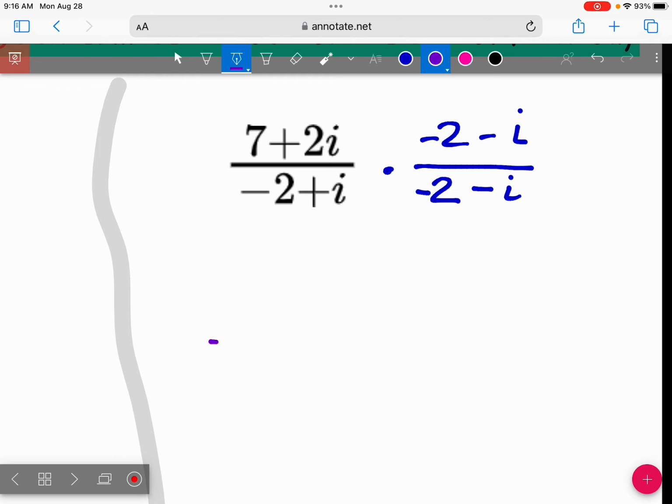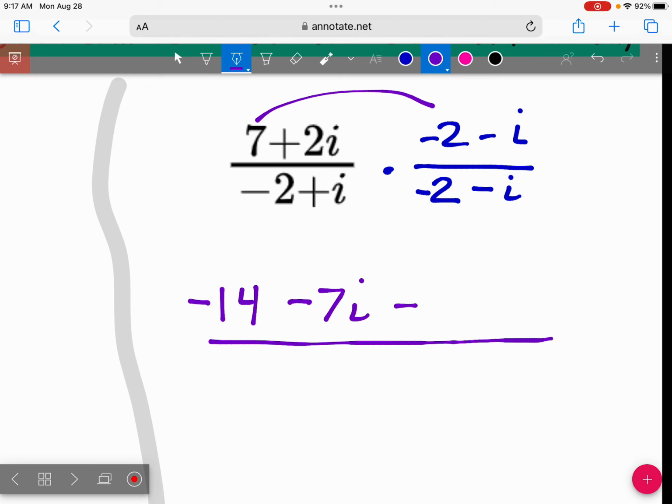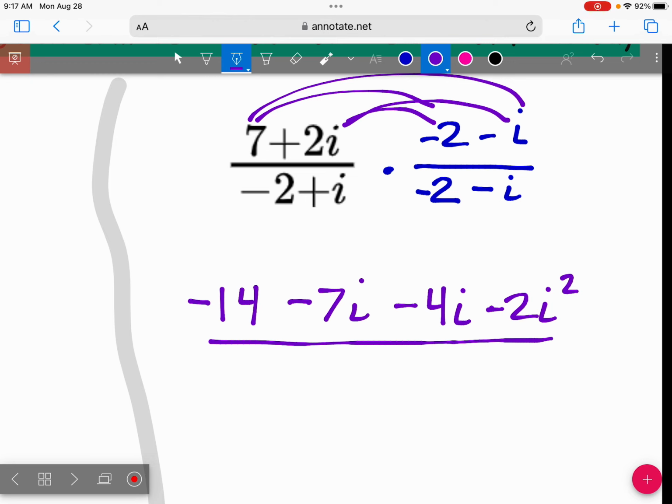So we wind up with, on our numerator, what do we get in our numerator? -14. We missed one. So we've got our -14 minus i. Yep, minus 4i. Don't skip that one. Minus 2i squared. It is 100% okay to draw the arrows. Keep track of stuff. You do not have to do stuff in your head.